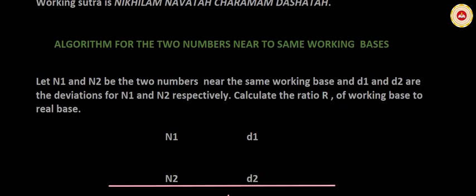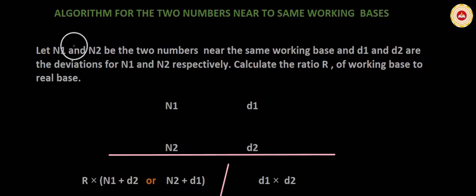Let us read the algorithm. Let n1 and n2 be the two numbers near the same working base, and d1 and d2 are the deviations for n1 and n2 respectively. Calculate the ratio R of working base to real base.